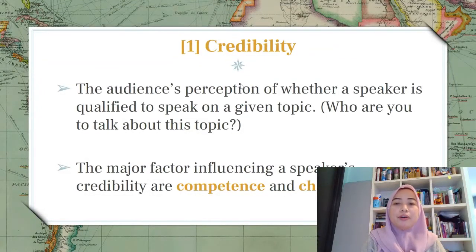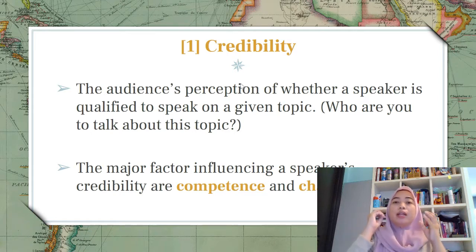The first thing that we're going to cover is credibility. I understand that in presentation one and presentation two, I have been telling you to establish your credibility as a speaker. I mentioned that in order to establish your credibility, you have to relate to the topic. You have to tell people who you are in order to talk about this topic. The same thing applies here, in particular to persuasive speech. When you're talking, the audience would have their own perception whether or not you as a speaker would qualify to talk about the topic itself. So the main question here is, who exactly are you to talk about this topic?